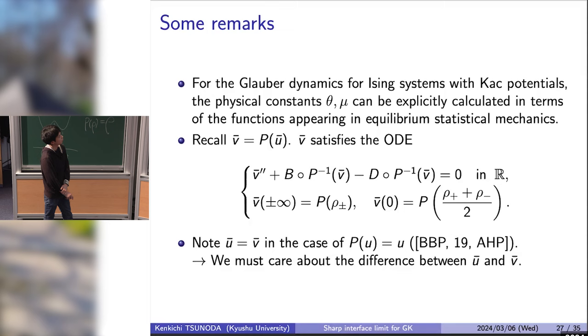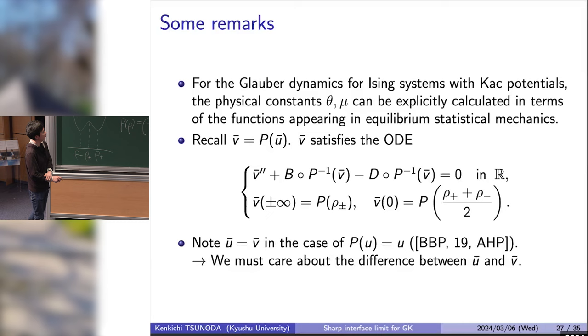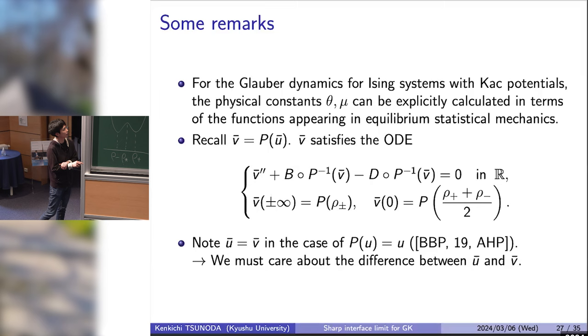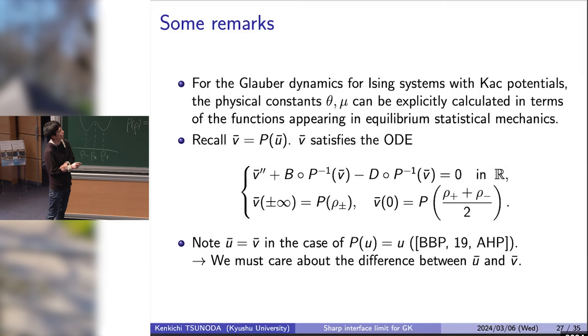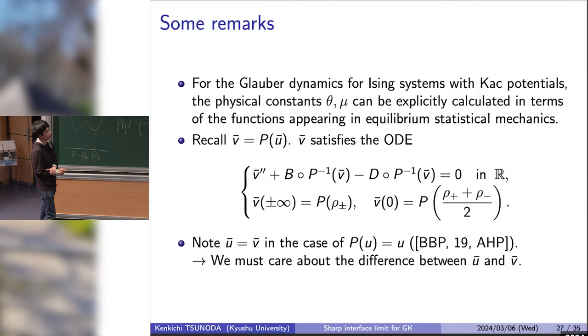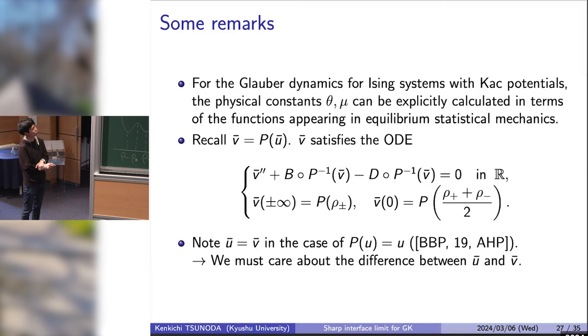And another one is that they studied this case, P is equal to U. Then V bar and U bar coincide, so they don't need to distinguish them. However, we need to distinguish V bar and U bar. So we must care about the difference between U bar and V bar, and the analysis becomes more complicated. But it can be translated like this.